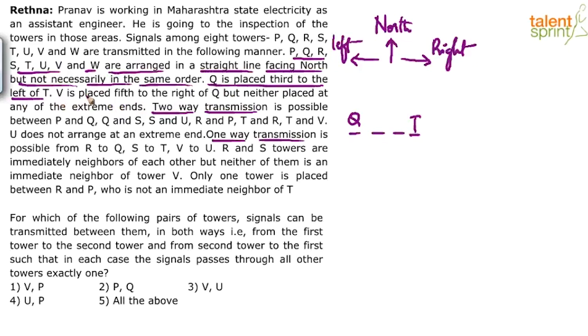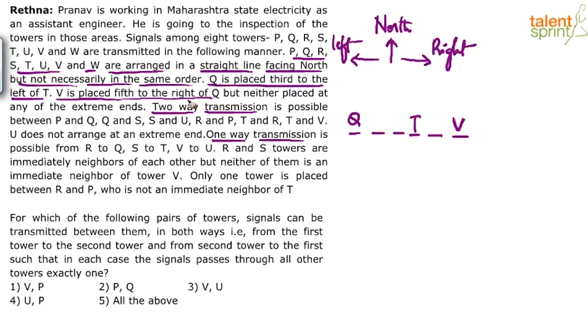Then next point, V is placed fifth to the right of Q. V is placed fifth to the right of Q means what? See, right of Q is towards our right. So fifth to the right of Q. First, second, third, fourth and fifth. This is V. Yes or no? V is placed fifth to the right of Q.